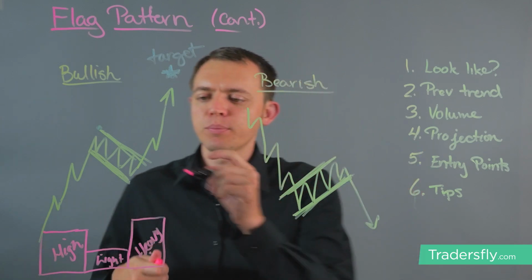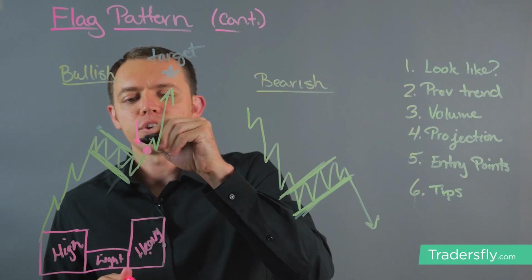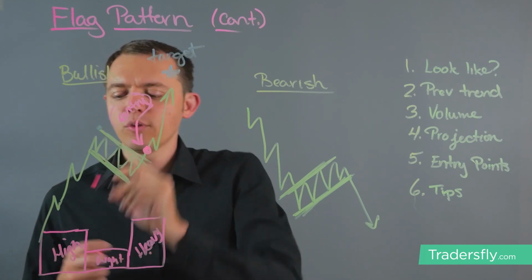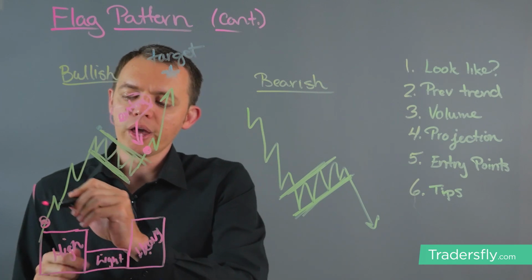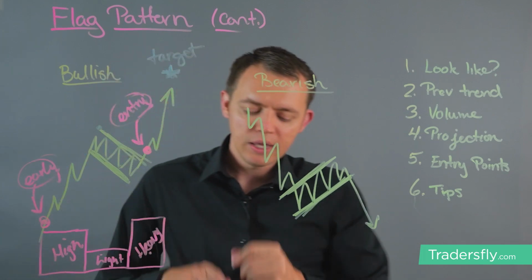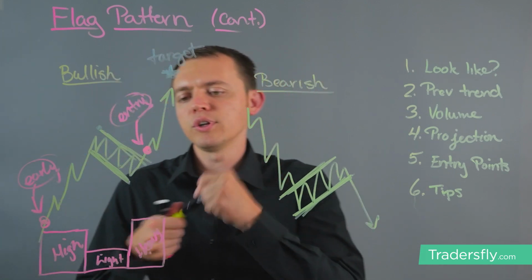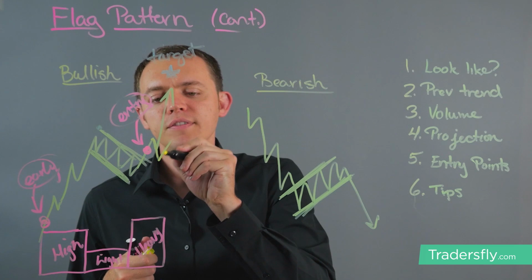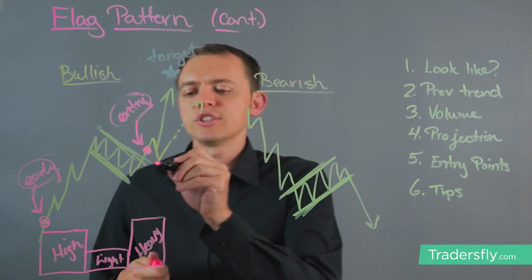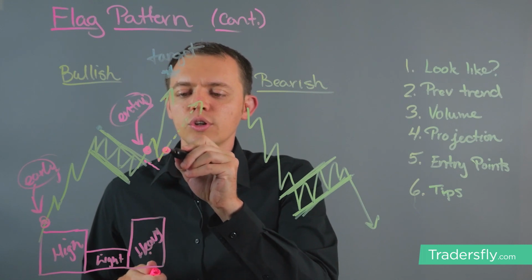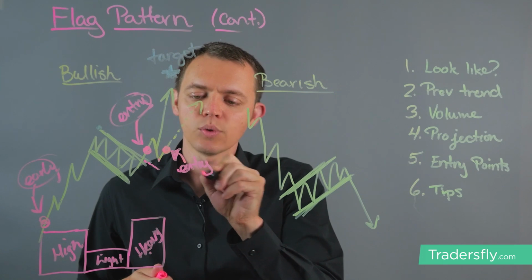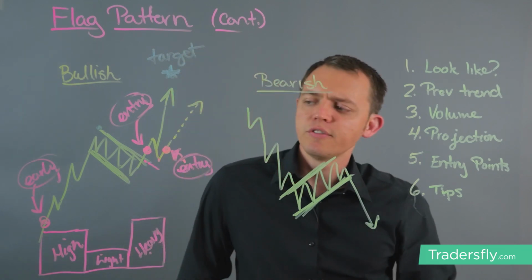And then finally, some entry points. If we're looking at entry points, you'll want to do it right after we break out of the flag pattern. If you miss the flag pattern, of course, initially it'd be nice to get in at earlier prices, but that doesn't always work out. In some situations, if you get a pullback in that flag pattern and then you move higher to bounce off of the support or resistance, you could do an entry point over there as well. So that could be another variation.